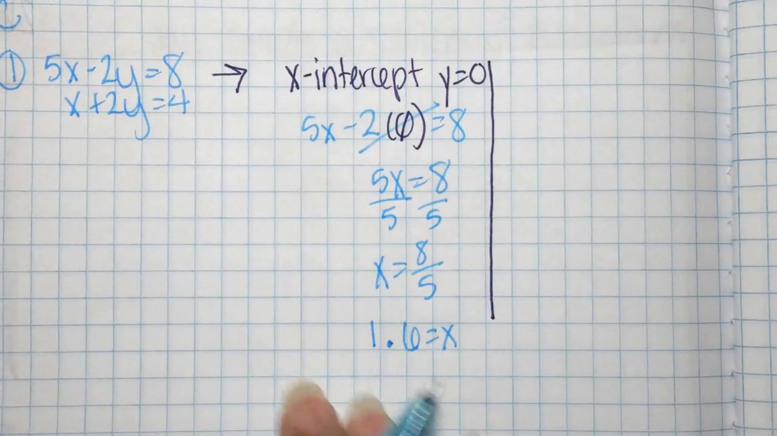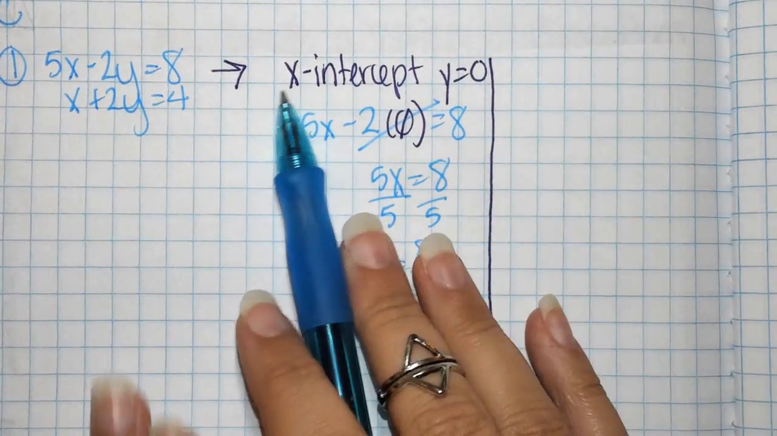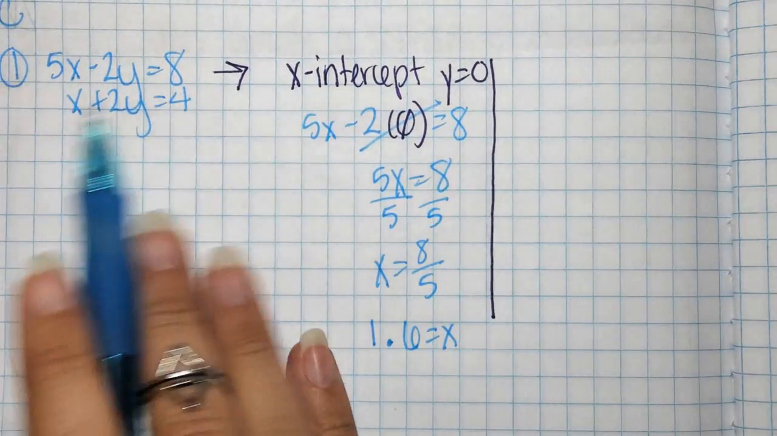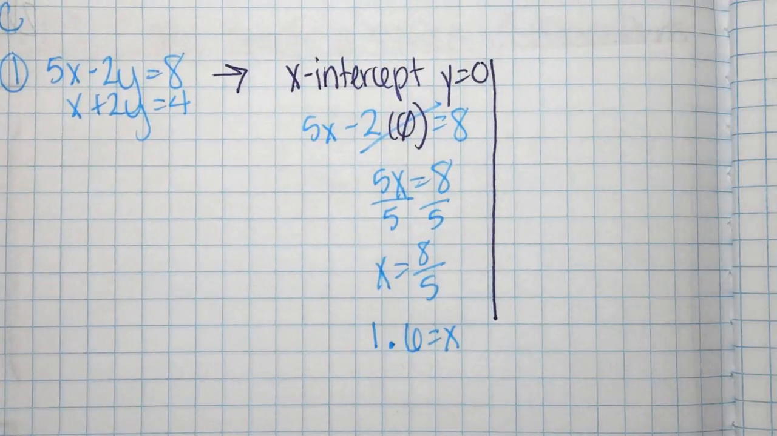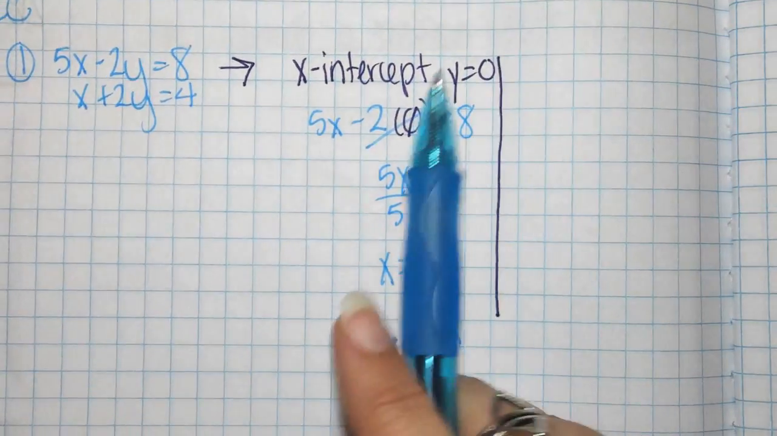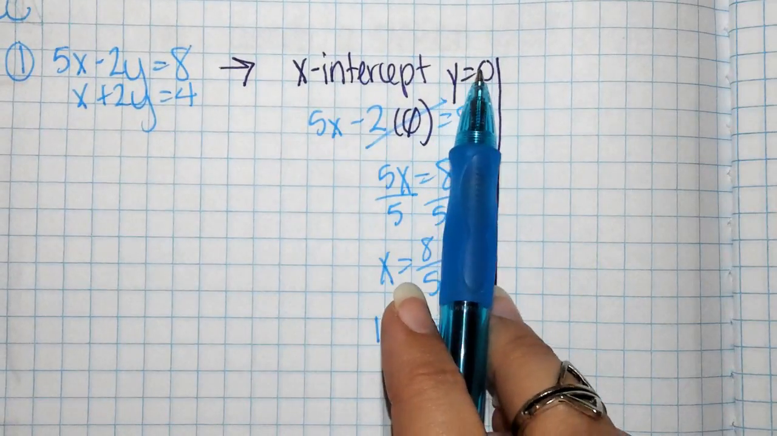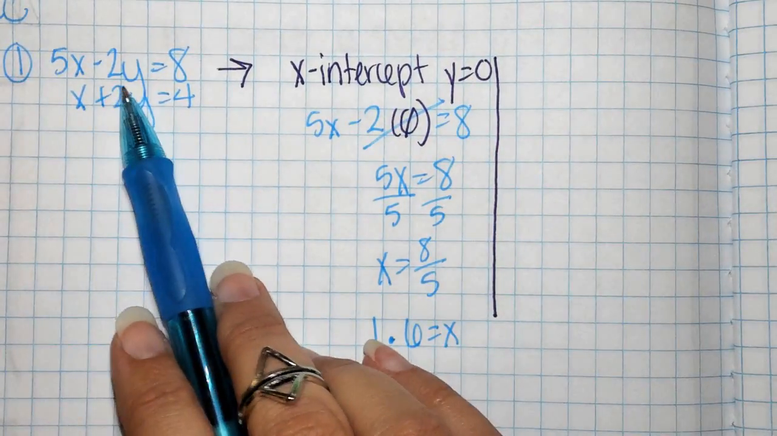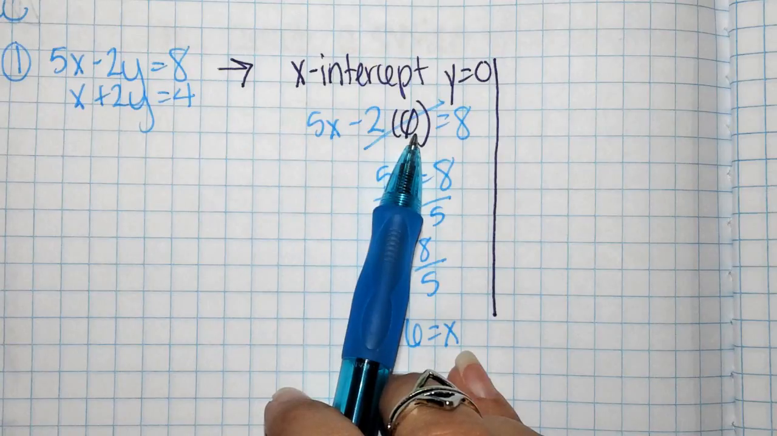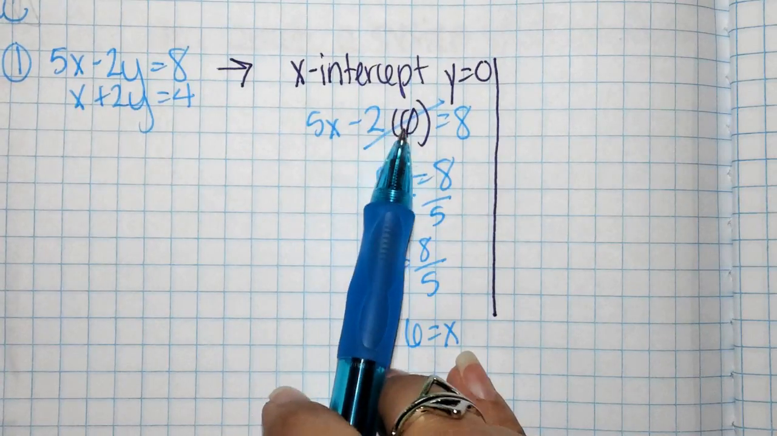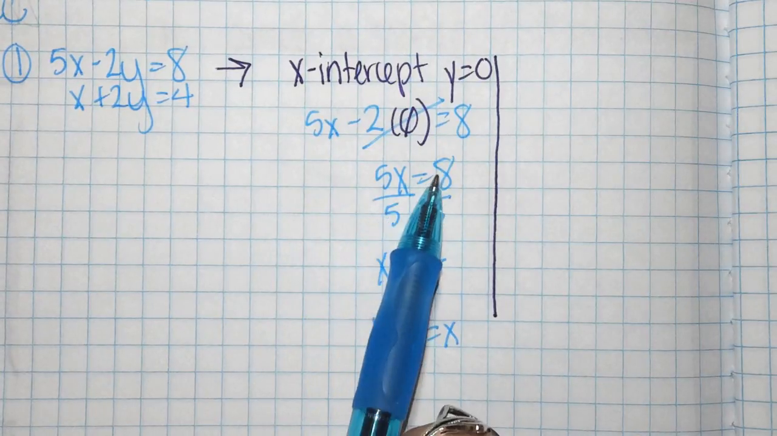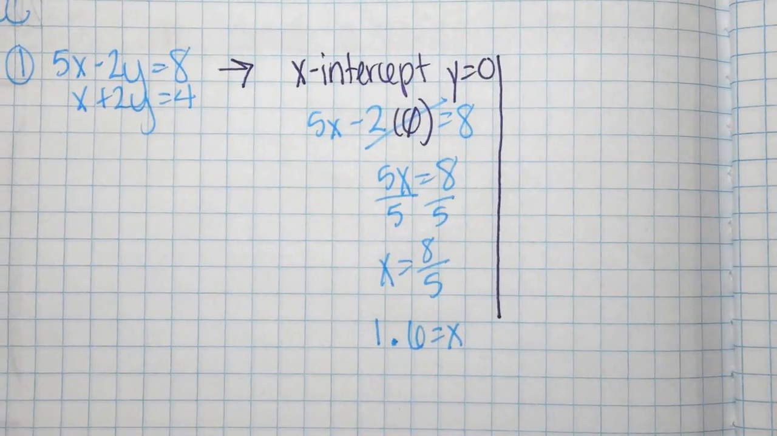Does anybody have any questions on what we did? No. So we looked for our x-intercept because this was standard form and it told us to graph by intercepts. If you don't believe me, look back at the previous page. To find our x-intercept, we let y equal 0. So we plugged in 0 right here. Two times 0 is 0. Then we divide it by 5. 8 divided by 5 gave us 1.6.